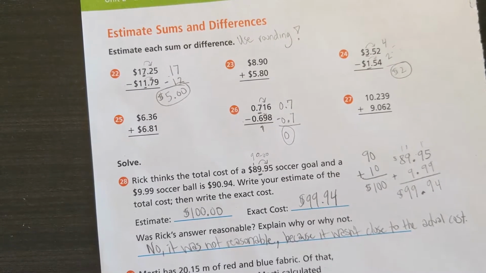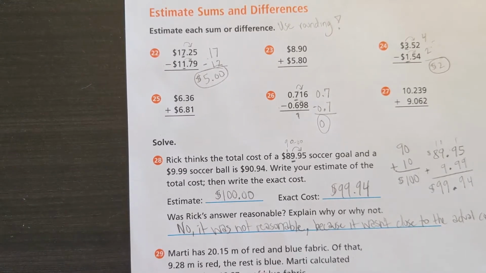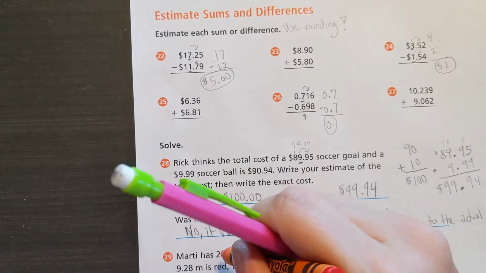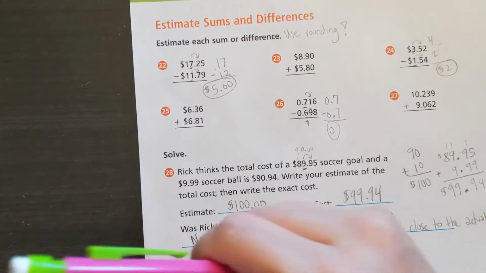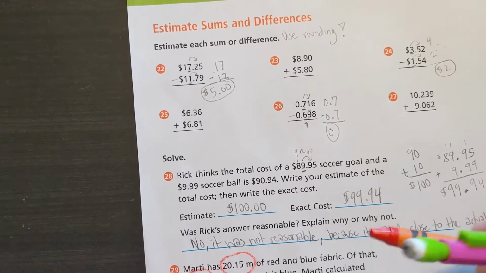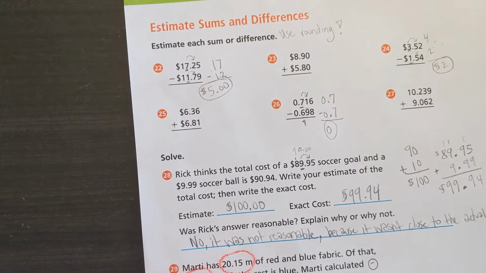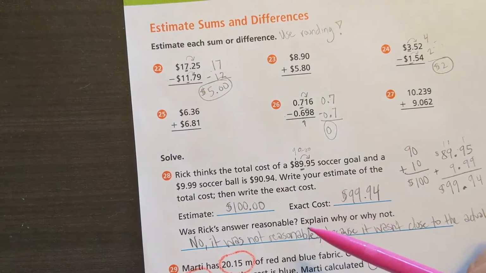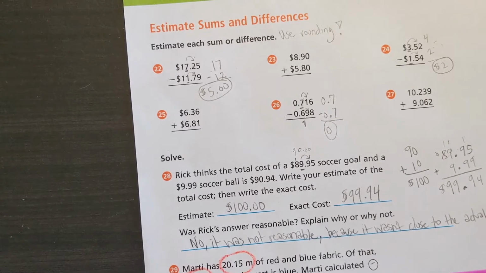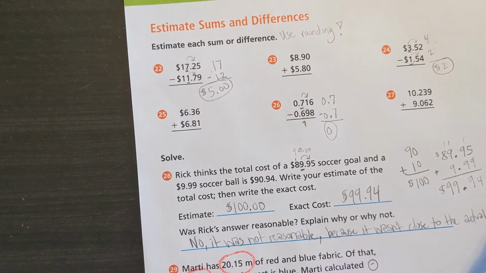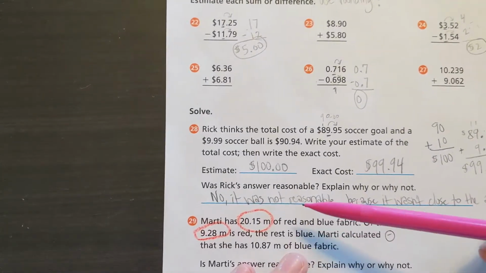Marty has 20.15 meters of red and blue fabric. Of that, 9.28, so 20.15 is the total, and it's mixed red and blue. 9.28 of it is red. The rest is blue. So that means I'm going to be doing what? Subtraction. Marty calculated that she has 10.87 meters of blue fabric. Is it reasonable? Explain why or why not. So in order to know whether it's reasonable, we're just going to use rounding and see, is that close to her answer? 10.87. Okay? Let's do this.